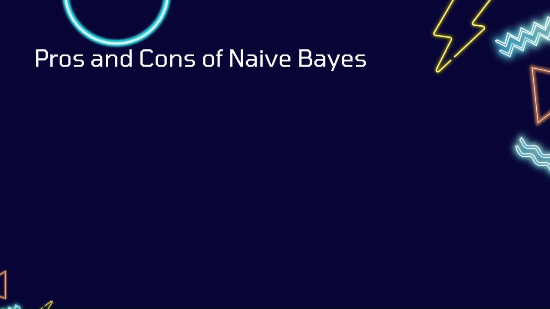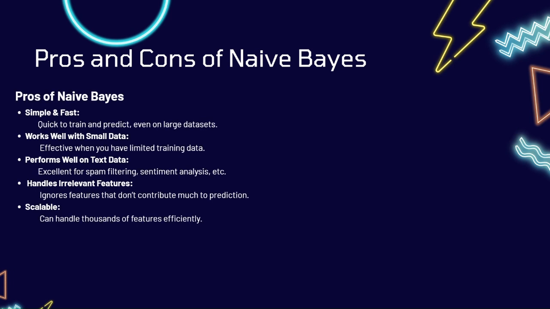Coming to the pros and cons of Naive Bayes, every algorithm has strengths and weaknesses. So does Naive Bayes. Pros of Naive Bayes. It is fast and simple. It trains and predicts quickly, even with a huge amount of data. It performs well even if you only have limited examples. And it is text data friendly, excellent with words. It is mainly used for spam filtering, tweets, reviews, etc. And it handles irrelevant features. Even if you give it extra useless features, it's smart enough to ignore them.